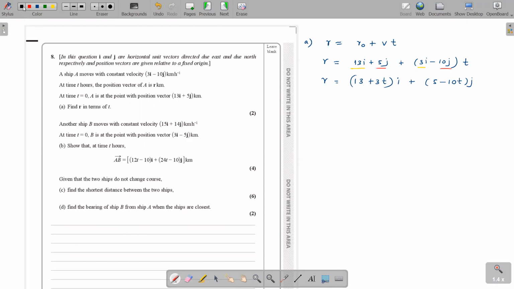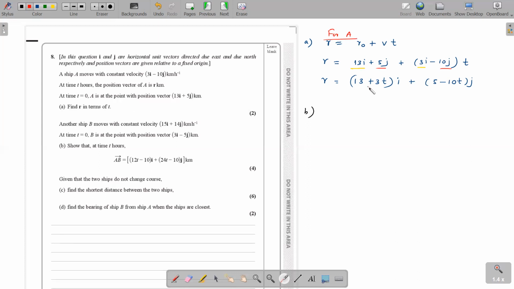Okay, then let's move on to part B. Another ship B moves with constant velocity 15i plus 14j. At time t equals 0, B is at the point with position vector 3i minus 5j. Show that at time t hours AB. Okay, before we go for the AB, what I want to do here is this. Do you realize that when I find r equal r naught plus vt, I apply this for ship A, right? So what is the use of this equation? What does this equation give me? This equation gives me basically at any given time t, I can use the time here.